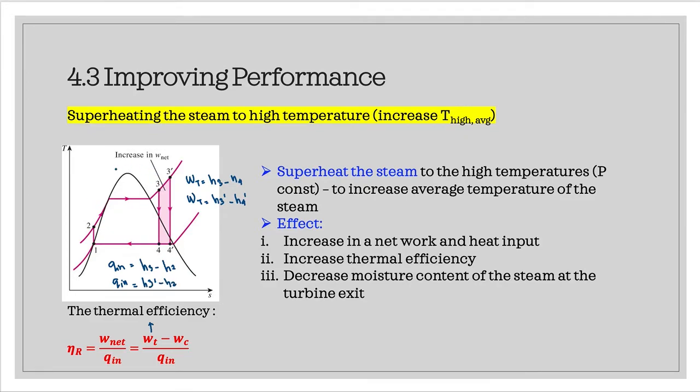H2. So the effect of superheating the steam to high temperature is that it will increase the net work, because the work of turbine is increased, and also it will increase the heat input. Therefore, the thermal efficiency will increase, and if we can see here, the moisture content of the steam at the turbine will decrease from here to here.